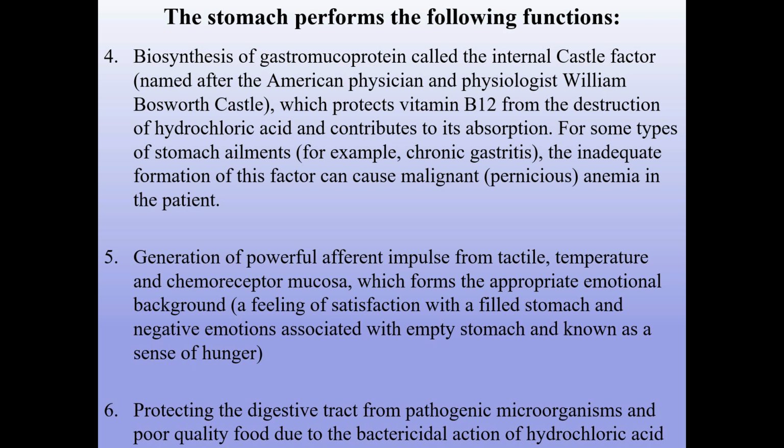For some types of stomach ailments, for example chronic gastritis, the inadequate formation of this factor can cause malignant, pernicious anemia in the patient. Fifth, generation of powerful afferent impulse from tactile, temperature and chemoreceptor mucosa, which form the appropriate emotional background, a feeling of satisfaction with a filled stomach and negative emotions associated with empty stomach and known as a sense of hunger. Sixth, protecting the digestive tract from pathogenic microorganisms and poor quality food due to the bactericidal action of hydrochloric acid.